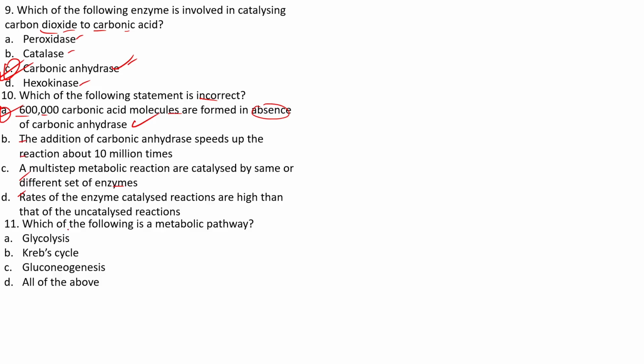Moving on, which of the following is a metabolic active pathway? Glycolysis, Krebs cycle, gluconeogenesis, all of the above. We can say all of the above mentioned are actually the metabolic pathways.